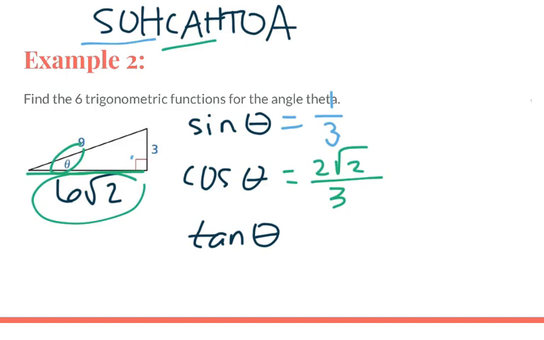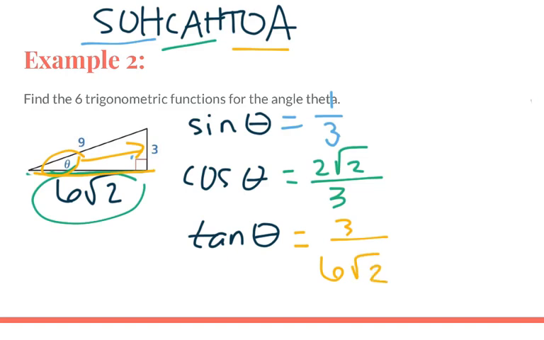Okay, so the last one I need to do is tangent. Tangent is opposite over adjacent. So let's come back to my angle. My opposite side would be 3, and my adjacent side is 6 square root 2. So let's write that down. 3 over 6 square root 2.